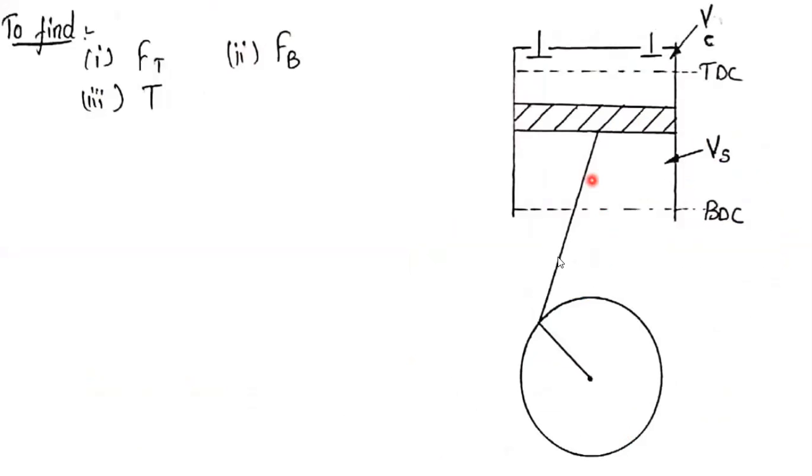So actually the concept is, this is a vertical engine, and this is the piston, this is the connecting rod, and this is the crank radius. Once the piston moves downwards, we will have the swept volume. This is the top dead center and this is the bottom dead center. The piston moves from top dead center to bottom dead center. This volume is called the swept volume. And here we have the clearance volume. VC is the clearance volume and VS is the swept volume.